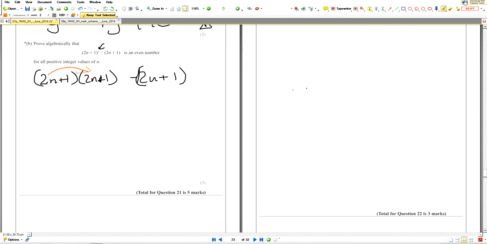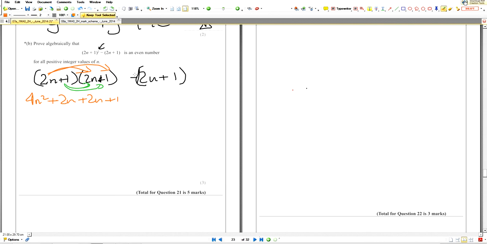Okay, now let's multiply these brackets. So what's 2n times 2n? 4n squared. So 2n times 2n will give us 4n squared. 2n times plus 1 will give us plus 2n. Plus 1 times 2n will give us plus 2n. Plus 1 times plus 1 will give us plus 1. We have to say the plus because that helps us combine everything together here.